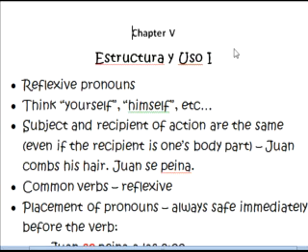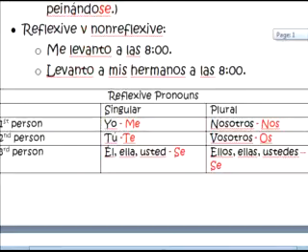Okay? So even if the recipient happens to be a person's body part. So for example, Juan combs his hair. Now you say, well, hair and Juan, that's two different things. Well, yes it is, but hair belongs to Juan. So you use a reflexive verb in Spanish. Juan se peina.